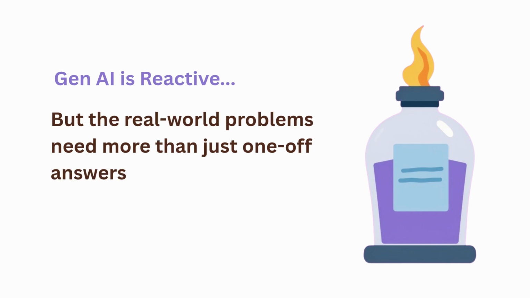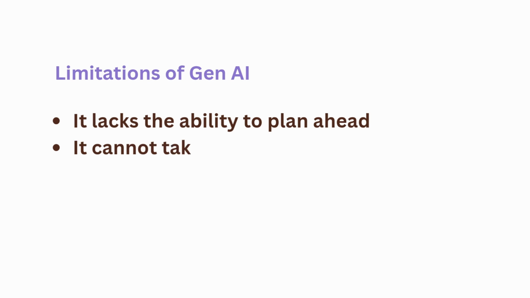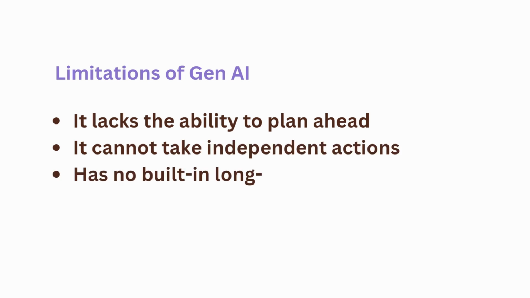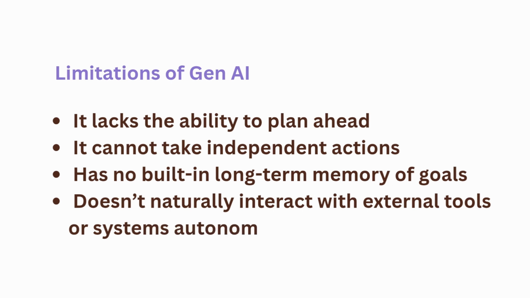But real-world problems need more than just one-off answers. Some of the key limitations of Gen AI are: it lacks the ability to plan ahead, it cannot take independent actions, it has no built-in long-term memory or goals, and it doesn't necessarily interact with external tools or systems autonomously.